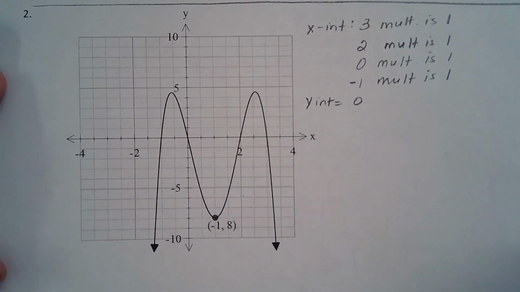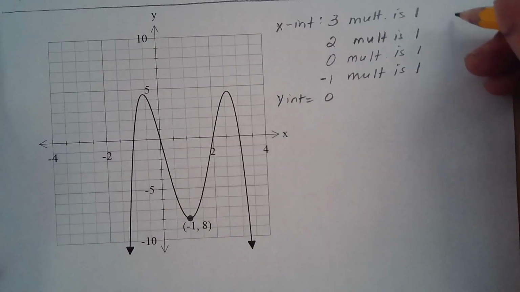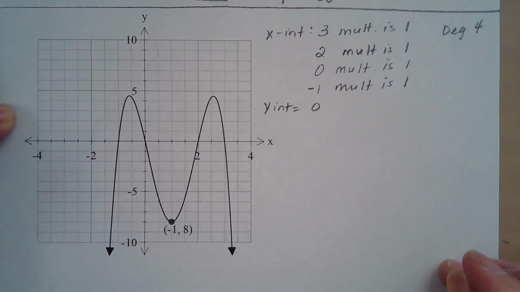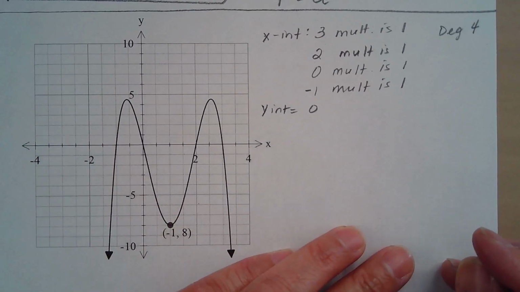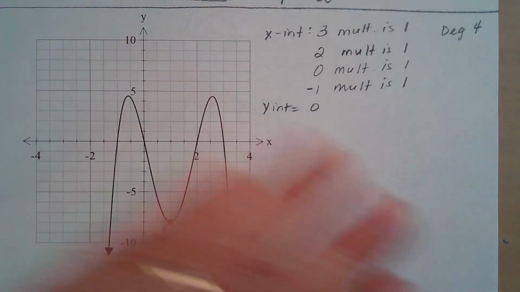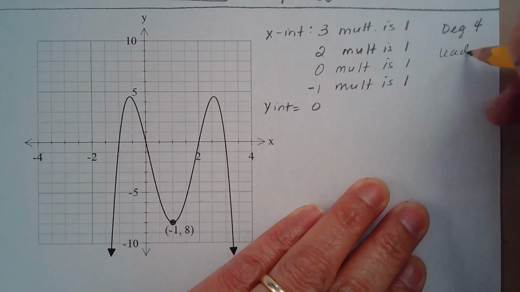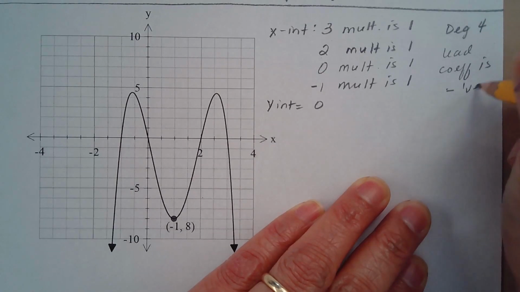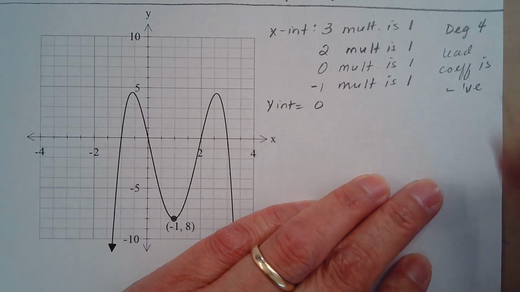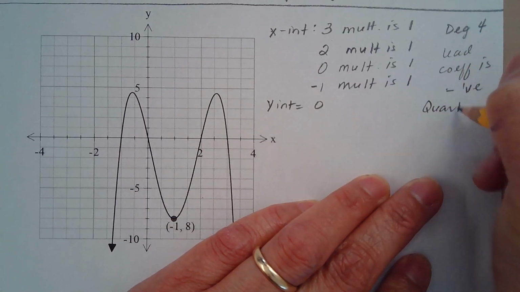Oh yeah, it's going to be a degree 4. So I'm just going to write it down here. Degree 4, even degree. Negative lead coefficient, right? How do you know it's a negative lead coefficient? Yeah, it's an even degree opening down, right? The lead coefficient is negative. Okay, good. Those are good stuff. Okay, what else? It's a quartic function.